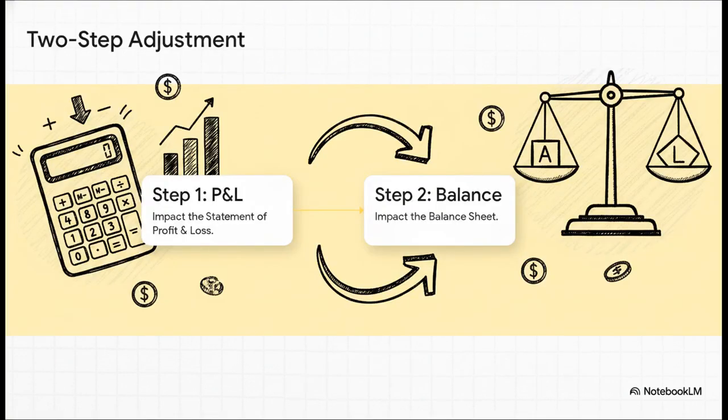So, how do we physically apply this double effect rule? It's basically a two-step dance. Step 1, you impact a statement of profit and loss, either adding to or deducting from an income or expense. Step 2, you impact the balance sheet, recording that exact same adjustment as either an asset or a liability. It's just 2 steps every single time, keeping those corporate scales perfectly balanced.